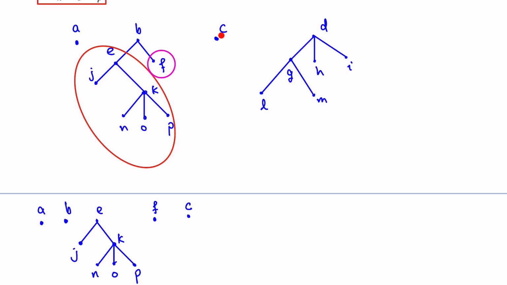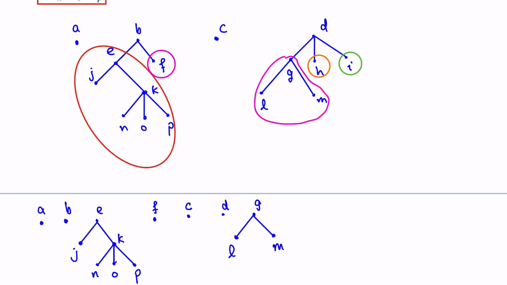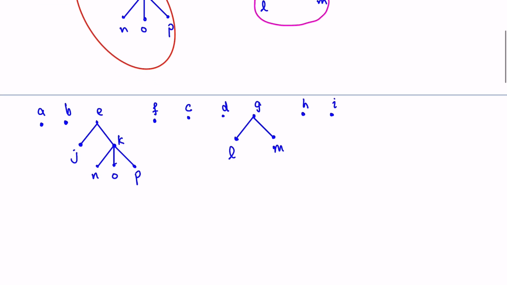Then you're done with this subtree, you move on to this subtree, and you visit the root of the subtree first. That is going to be D, and you're left with the subtrees with the root D. So this is one subtree of the root D, this is another subtree of the root D, and this is another subtree of the root D. Then after D, you're going to visit the subtree G, L, M, and then visit the subtree H and visit the subtree I.